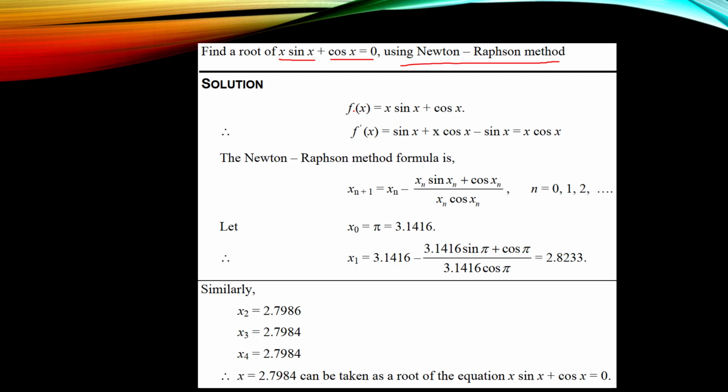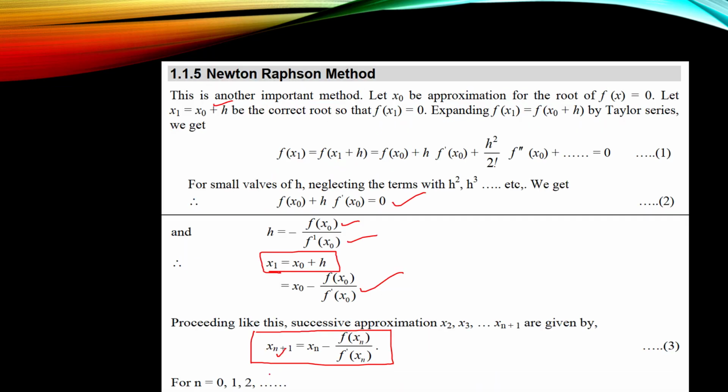So you have f of x given by x sin x plus cos x. Differentiating this one, you know that cos x will come to sin x, and then x cos x minus sin x, so the sin x will get cancelled, and x cos x will be the derivative of f of x. So we got the values which we require for solving the approximations.